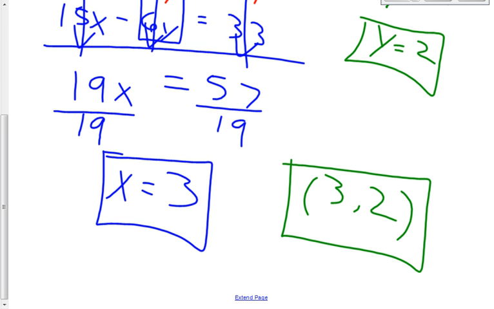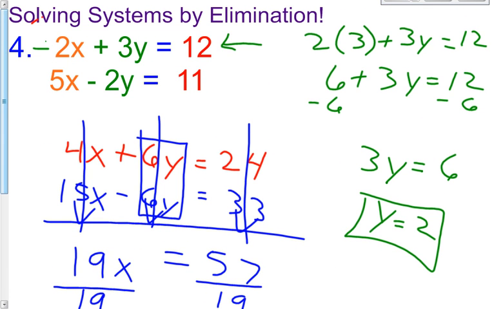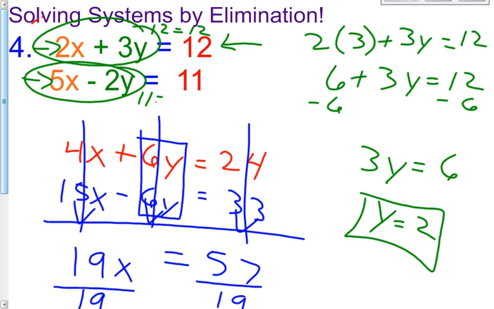And like I've said before in graphing and substitution, you're more than welcome to check your answer. All you have to do is put your x, y ordered pair into this one and put your x, y ordered pair into this one. After doing this work, you should get 12 equals 12, and after doing this work, you should get 11 equals 11. That's how you can know for certain that you have the right answer.